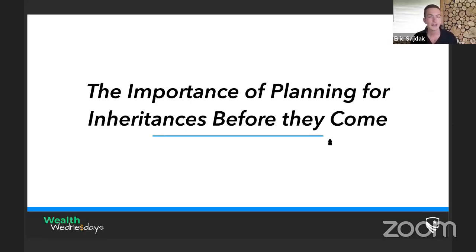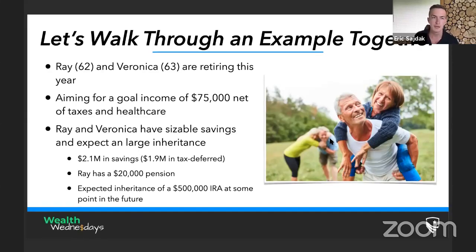Okay, so let's touch on the planning side of it, because I think this is one of the most under-recognized parts of inheriting money, and I would argue the most important part of inherited money. So let's walk through an example together. We have Ray. Ray is 62. We have Veronica. She is 63. They're planning on retiring this year. They look very happy about it over here, okay?